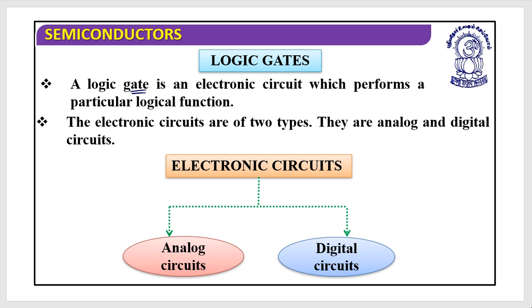We can say a logic gate is an electronic circuit which performs a particular logical function. And these electronic circuits are of two types. They are the analog circuits and the digital circuits. So this is differentiated into two kinds of circuits.